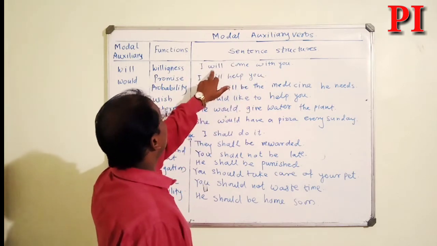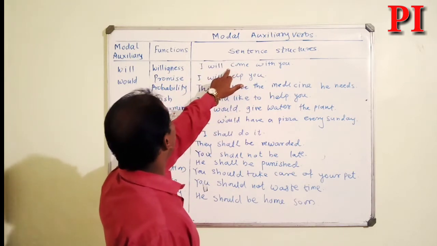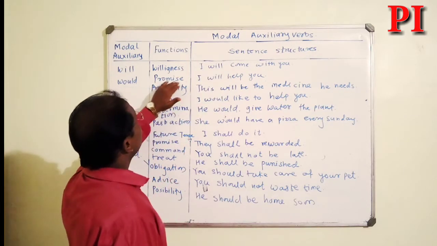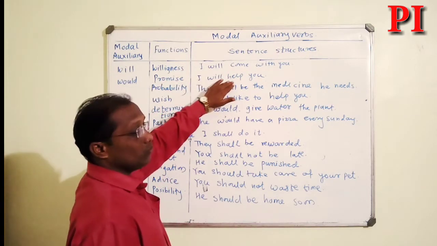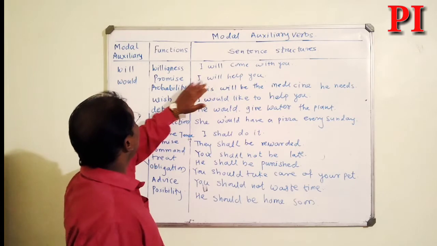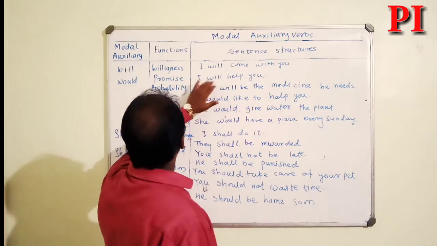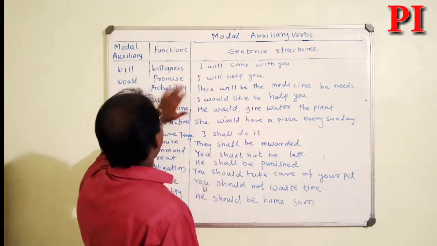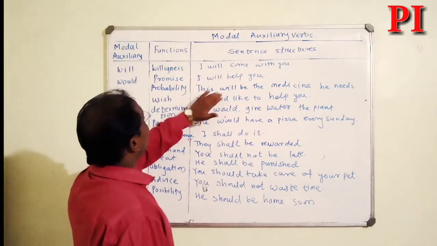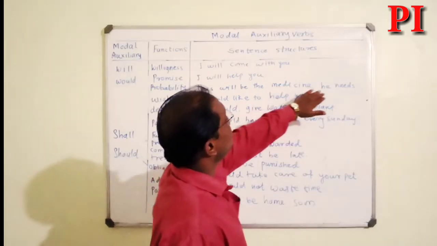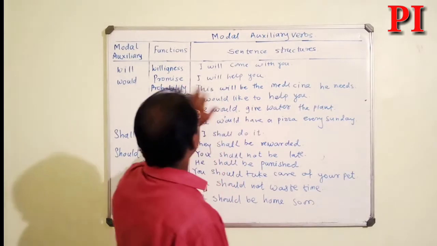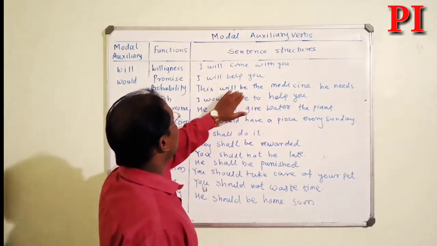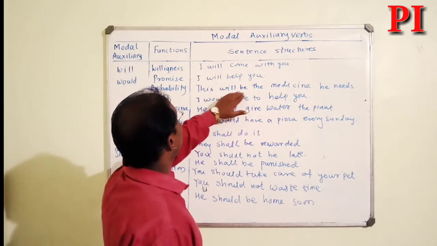This is my wish. I will come with you. We use it here for expressing a wish. Then promise: I will help you. We use it here for a promise. And then probability: This will be the medicine he needs. That is a probability. For that purpose, we use "will be" here.